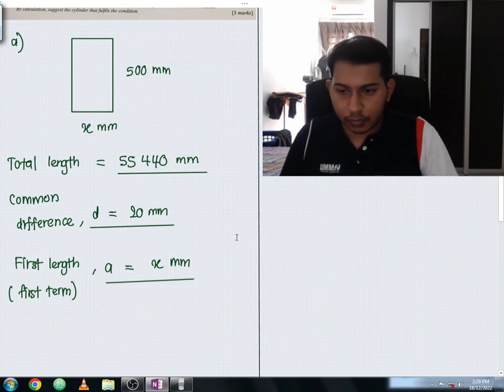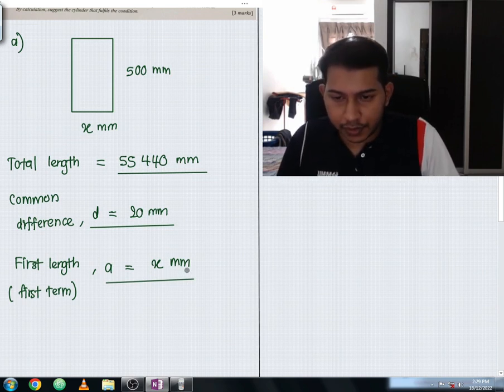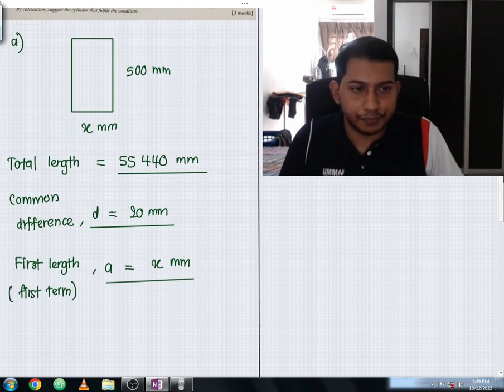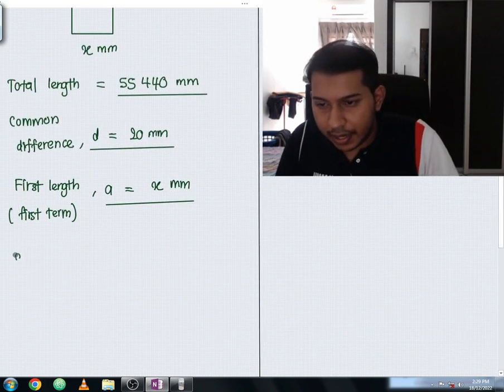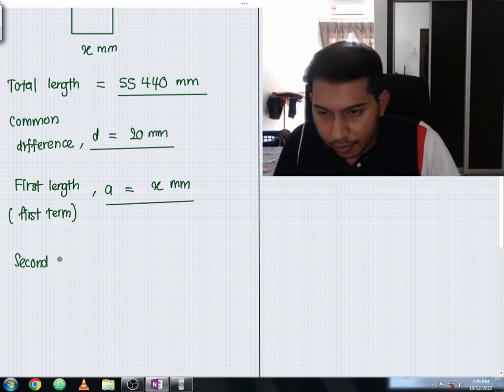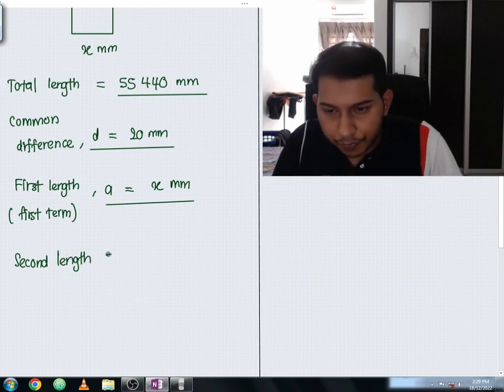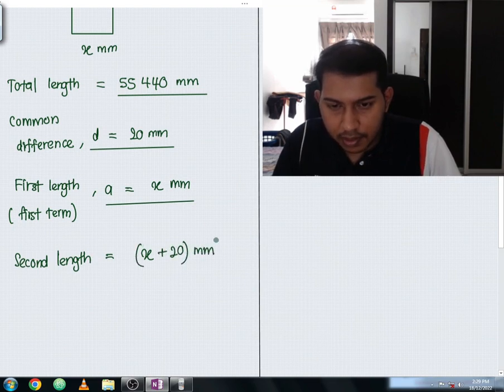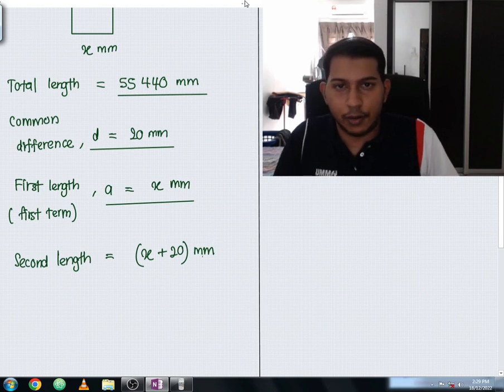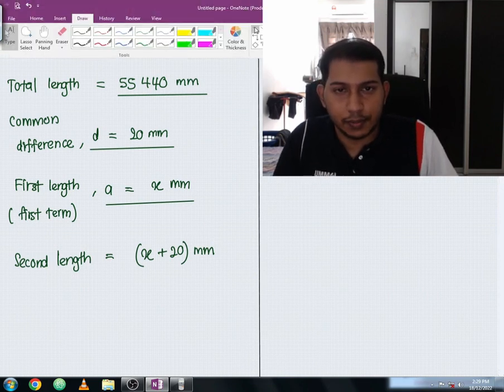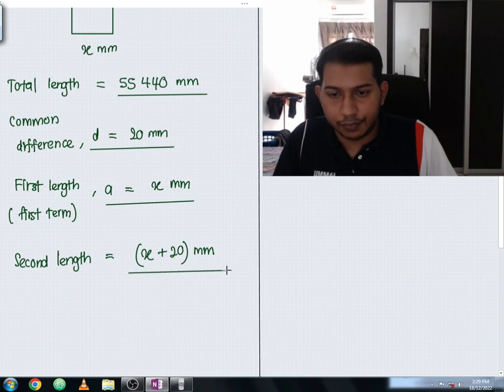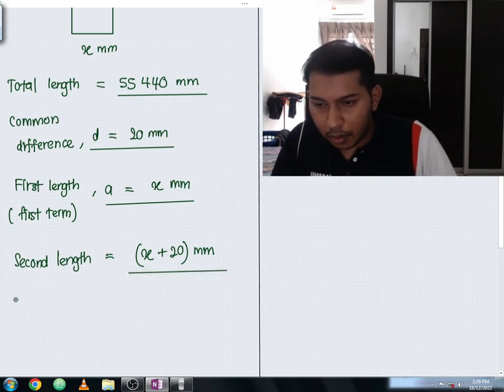Okay, so you already found the first term. So how to find the second term? Second term is very easy. Second length, guys, it should be easier. Don't need to say second term. We try to relate with the question. So in this case, X plus 20 close bracket millimeter. So this is your second length. Pretty straightforward, right? Let me just underline this. This is your second length. Okay, how about the third length?